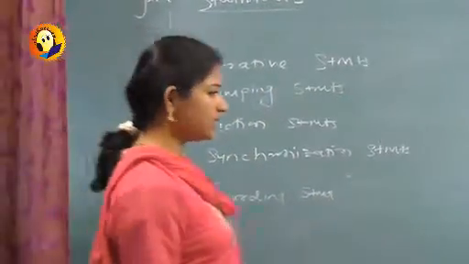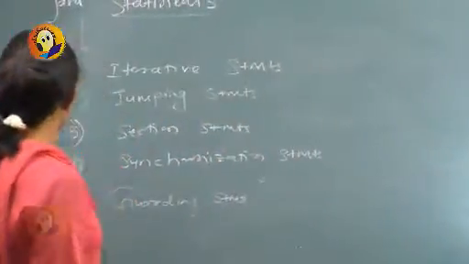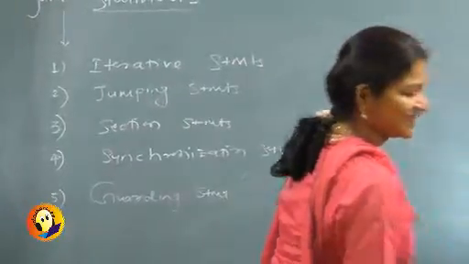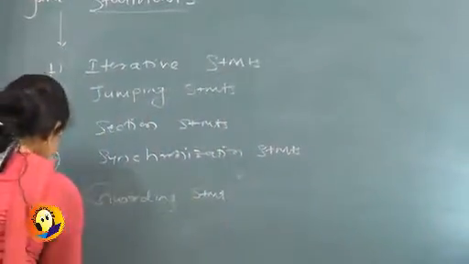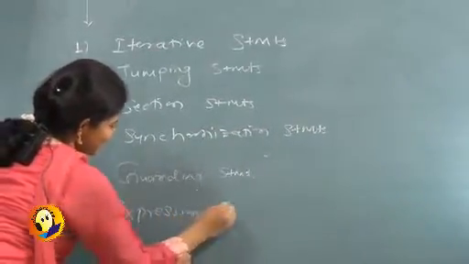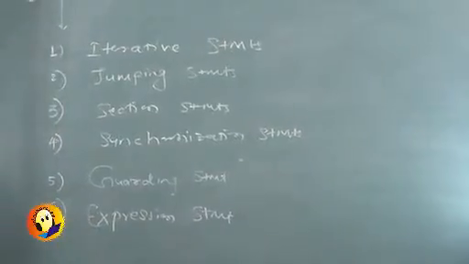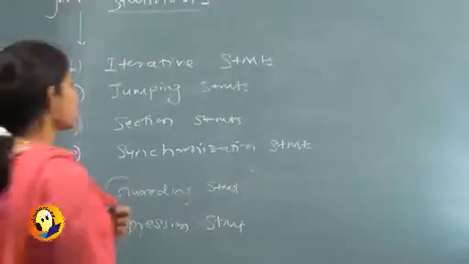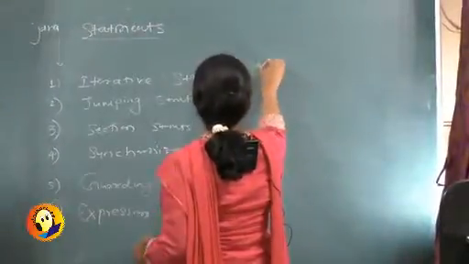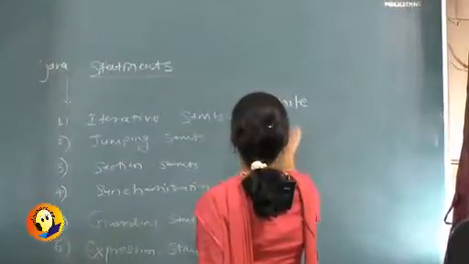Okay, these are various types of statements, and one more is there: expression statements. So these are various types of statements in the Java programming language. Let's start with the first statement, iterative statements. There are various iterative statements in Java, for example, while, do while and for.